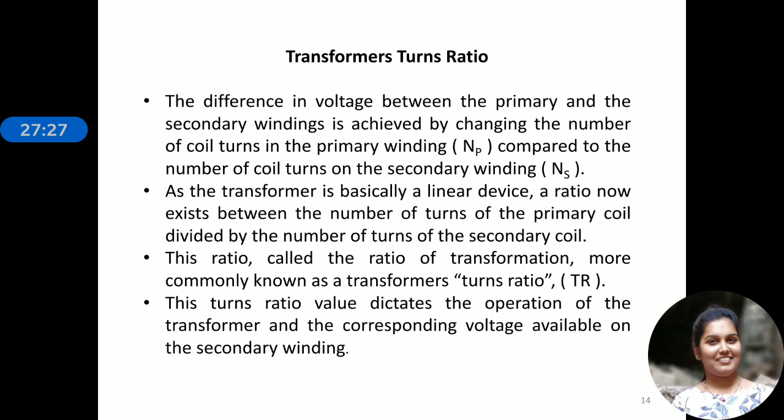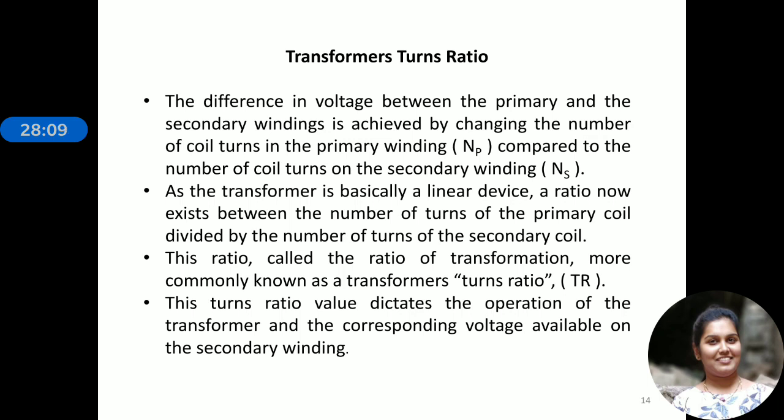Okay, so the turns ratio is nothing but the ratio between the number of turns on the primary coil divided by the number of turns on the secondary coil. This ratio of coils is called the ratio of transformation, and it is more generally called the turns ratio, TR. Okay, turns ratio, the number of turns on the primary coil divided by the number of turns on the secondary coil. This turns ratio dictates the operation of the transformer and the corresponding voltage available on the secondary winding.